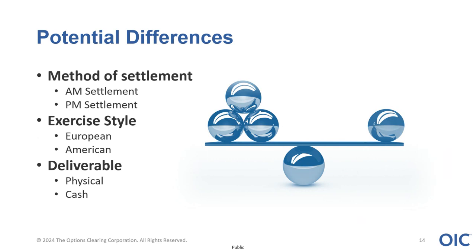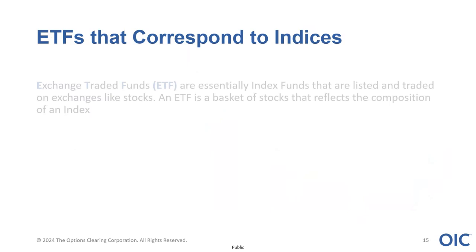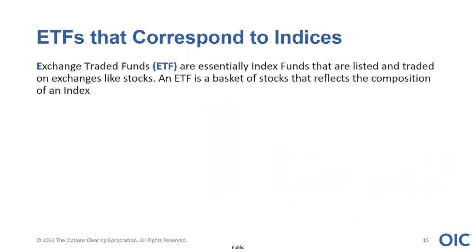Now, in the case of the indexes, there's no physical underlying to actually turn into. So many times those index options are cash deliverable options. That is why they are cash deliverable options, because they couldn't deliver the underlying even if they wanted. ETFs then have corresponding tickers and exchange traded funds that correspond to these indices. ETF stands for exchange traded fund. It's essentially an index fund that's listed and traded on an exchange like a stock. An ETF is a basket of stocks that reflects the composition of an index.